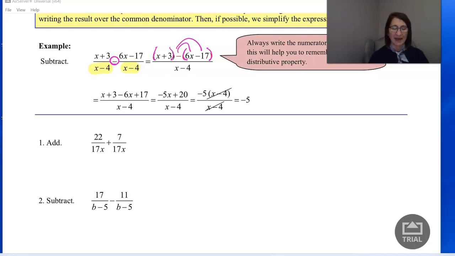So we're going to have x minus 3 minus 6x plus 17. Combine our like terms to get negative 5x plus 20. Take out that negative 5, which is a common factor, a greatest common factor. And then we have in the numerator negative 5 times x minus 4, and then the denominator x minus 4. Those reduce, and we're just left with negative 5.